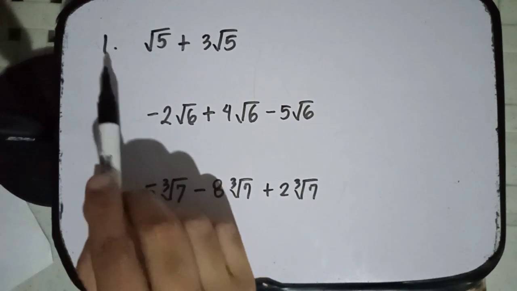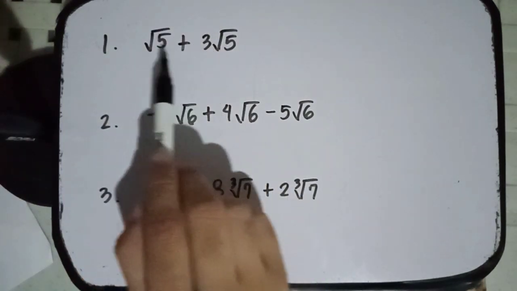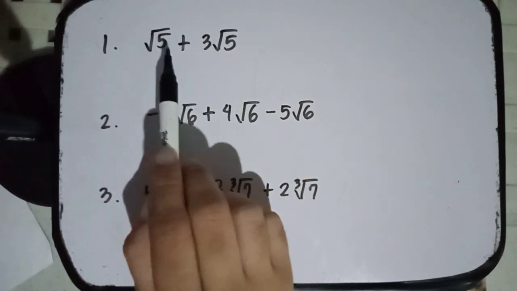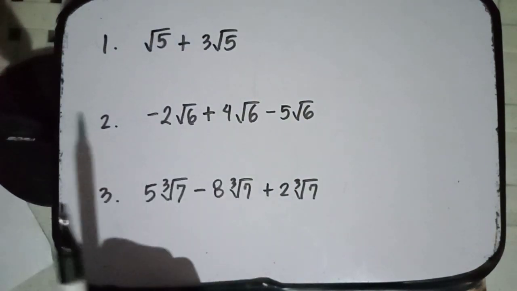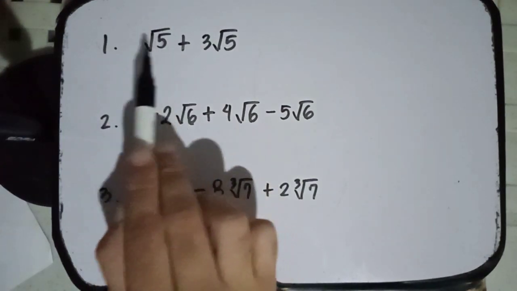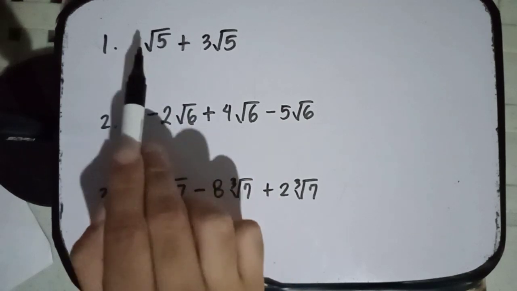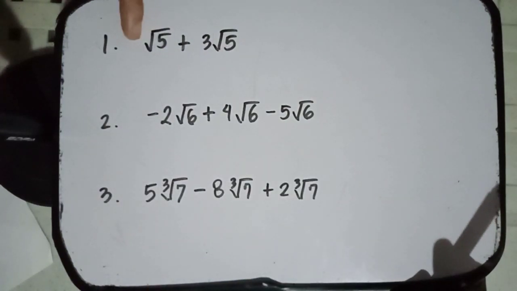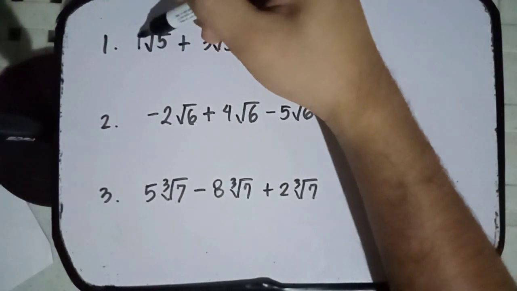Okay, to start with number 1, we have square root of 5 plus 3 square root of 5. So, as we see, they are like radicals because they have the same radicals and so their index. Okay? So, to add, simply i-add lang po yung coefficient. Ayan yung number sa labas ng radical na nakamultiply dito sa square root of 5. Okay, so dito walang number na nakasulat, so it is considered na ang coefficient nito ay 1.